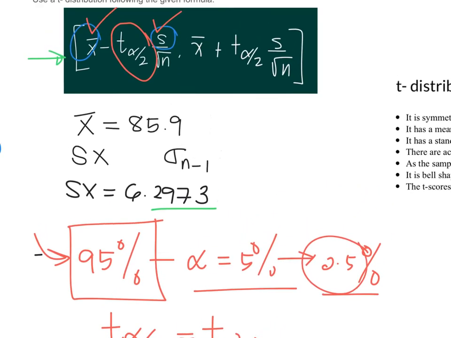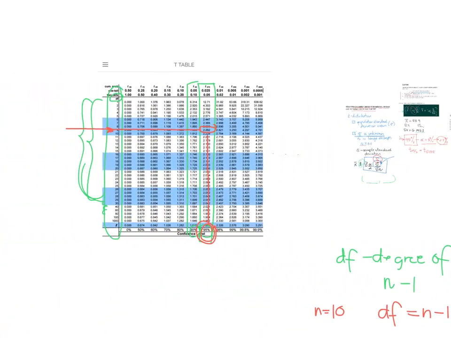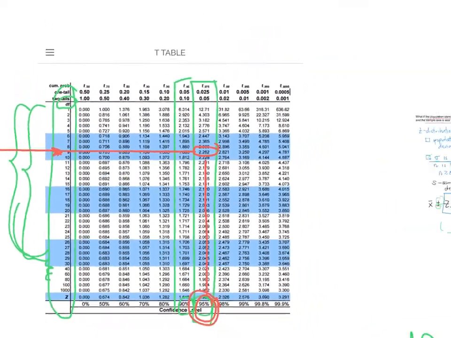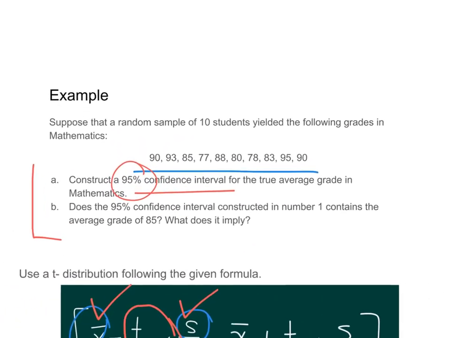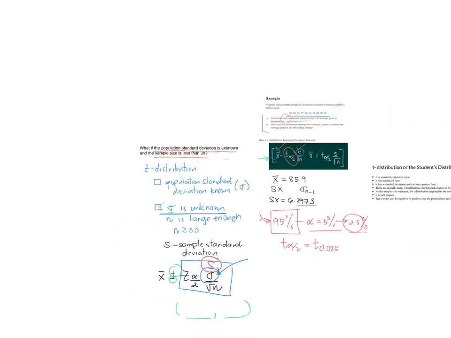Since we know that the confidence level is 95%, when we go to our t-table, if you recall, the number of students in the sample is 10, so the degrees of freedom is 9.